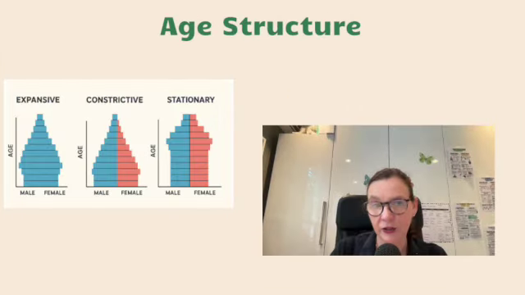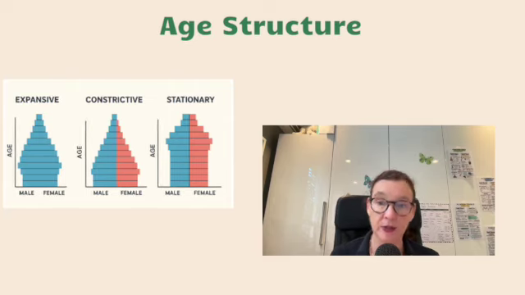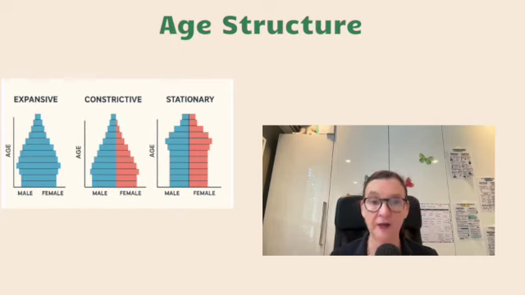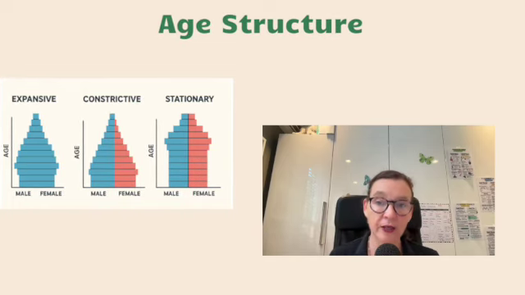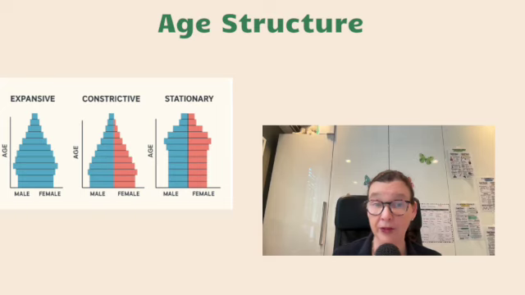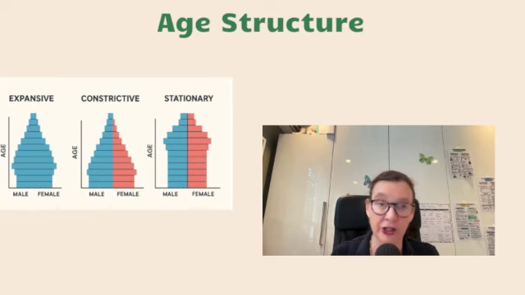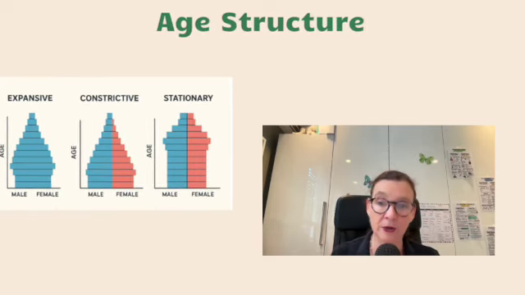Now let's look at age structure, which refers to how a population is divided among different age groups. We usually visualize this with a population pyramid, which shows males on one side and females on the other, divided into 5-year age cohorts. These graphs are incredibly useful for understanding population trends and predicting future changes. There are 3 main shapes you should know.